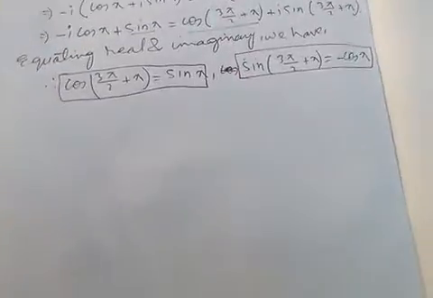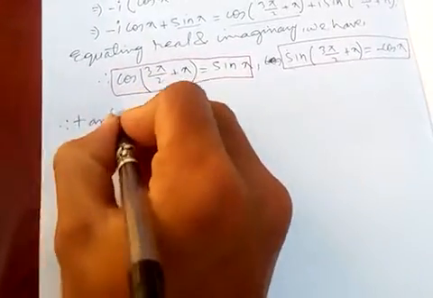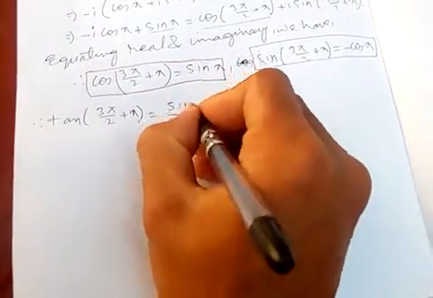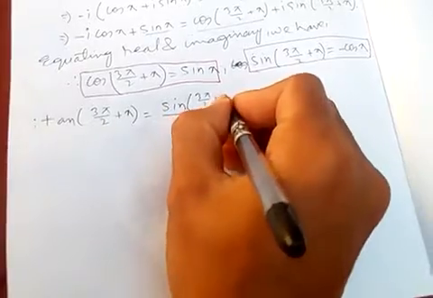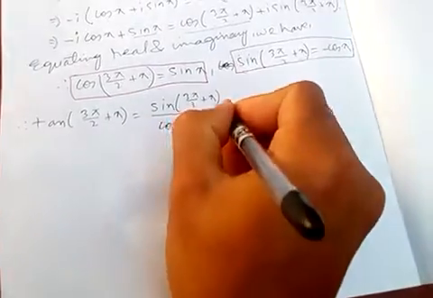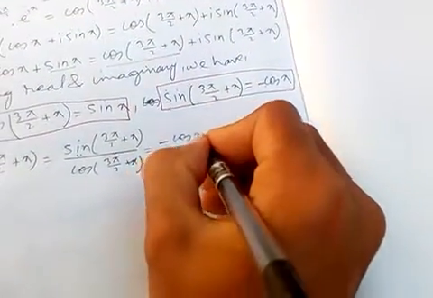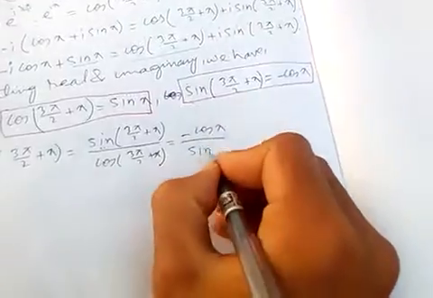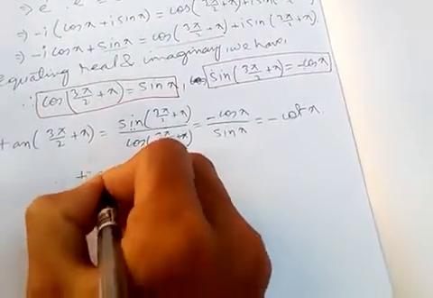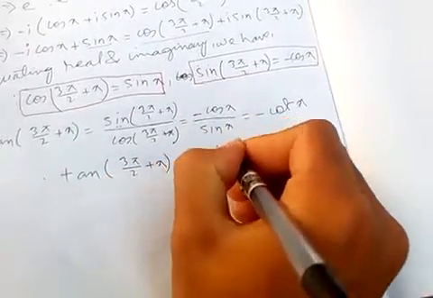Now for tan. Tan of 3 pi over 2 plus x is equal to sin of 3 pi by 2 plus x over cos of 3 pi by 2 plus x, which is, we know sin is minus cos of x, and cos of this is sin of x, which is minus cot x. Therefore tan of 3 pi by 2 plus x is minus cot x.